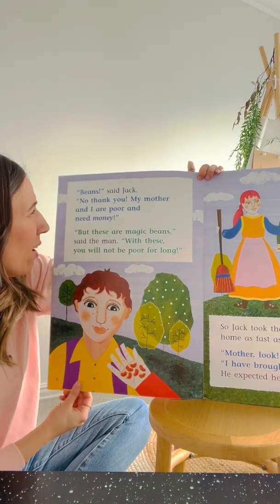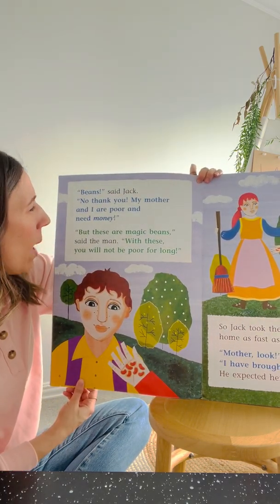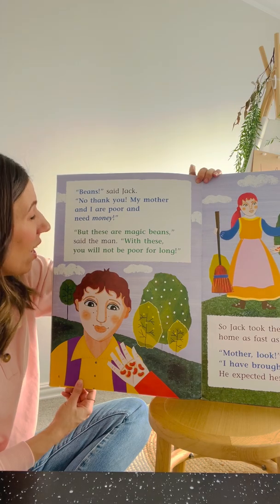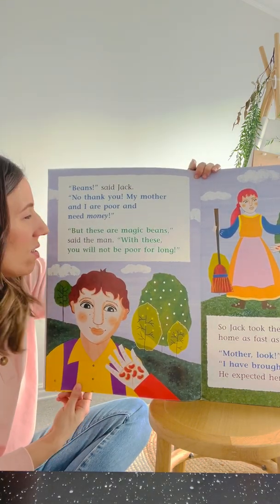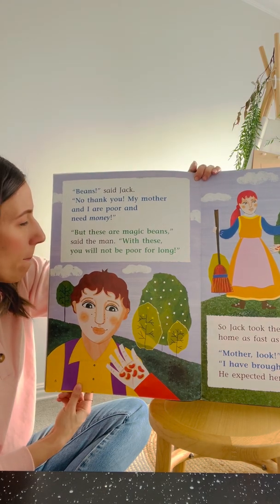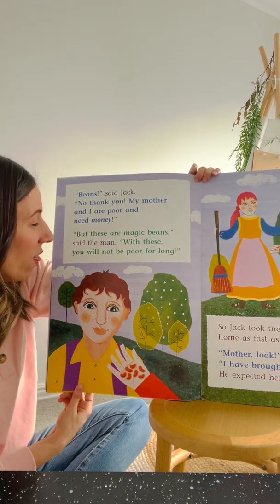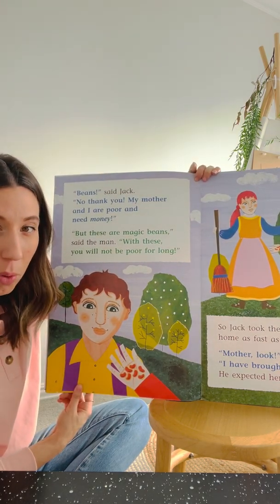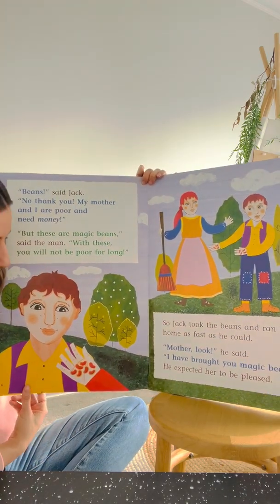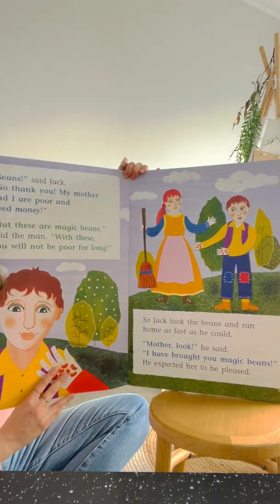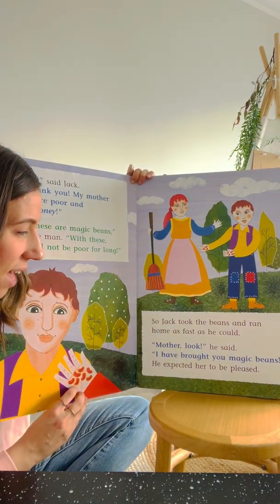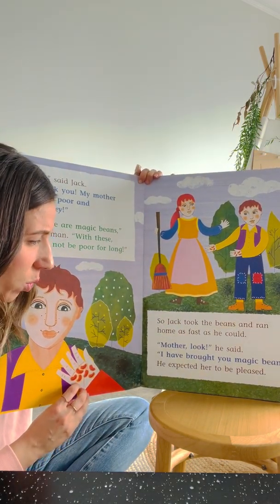"Beans?" said Jack. "No, thank you. My mother and I are poor and we need money, not beans." The man looked at Jack and said, "But these beans are magic beans. With these beans, you will no longer be poor." Ooh, they sound like interesting beans, don't they? So Jack took the beans and ran home as fast as he could.